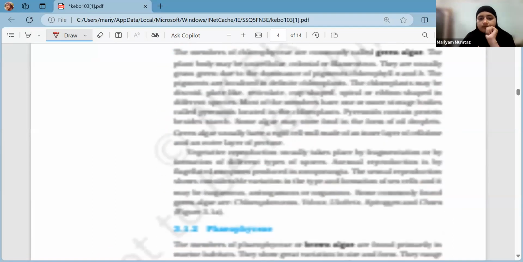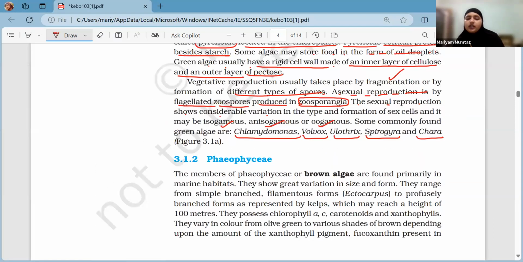Okay, moving on, let us talk about the brown algae. Now, the members of the Phaeophyceae are the brown algae, and they are found mostly in marine habitats, meaning sea. They show great variation in size and form. They can range from simple branched filamentous forms such as ectocarpus to profusely branched forms such as kelps. And it can reach a height of 100 meters as well.